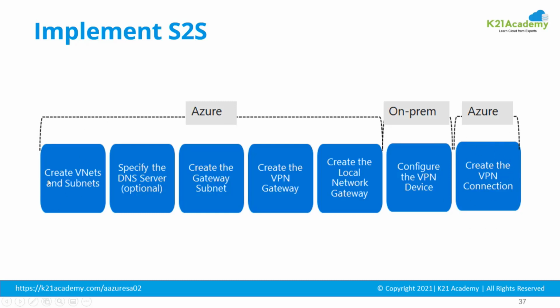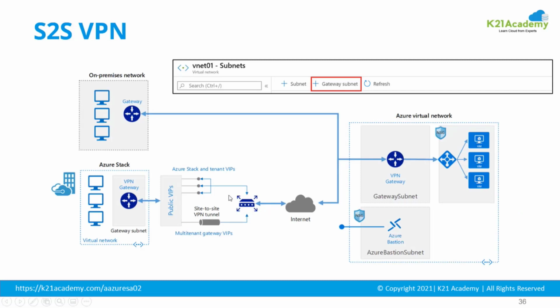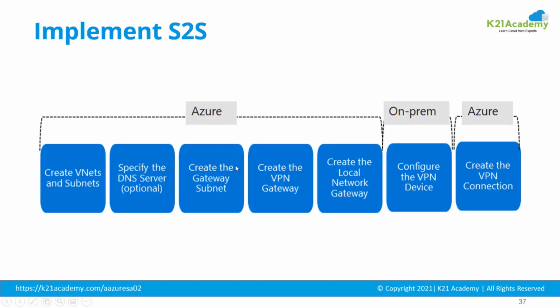On the Azure side, you'll be creating a VNet or subnet that you want to connect for your VPN gateway. And then optionally, if you want, you can define a DNS server on that, but you need to create a gateway subnet. As I said, this is the subnet in which you'll be creating a VPN gateway. So that subnet will act as a gateway subnet. So you'll create a VPN gateway inside that gateway subnet.